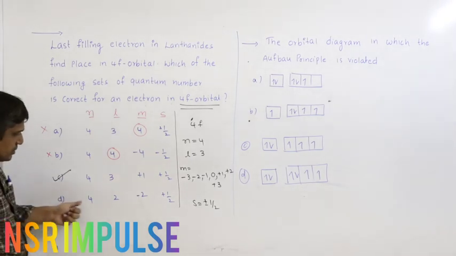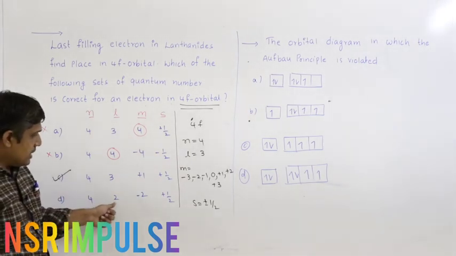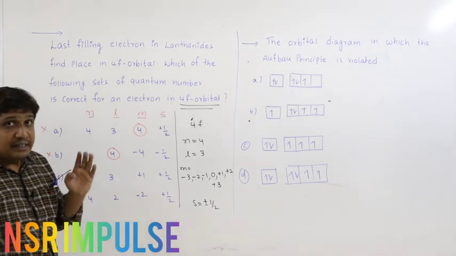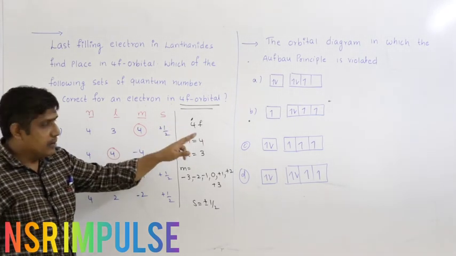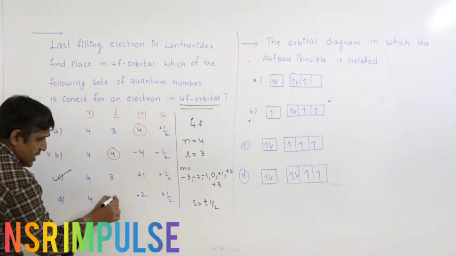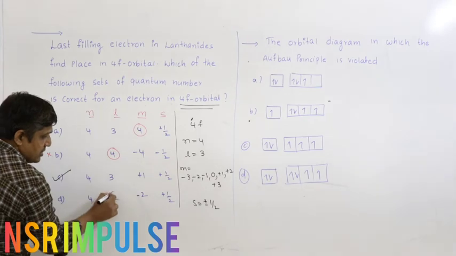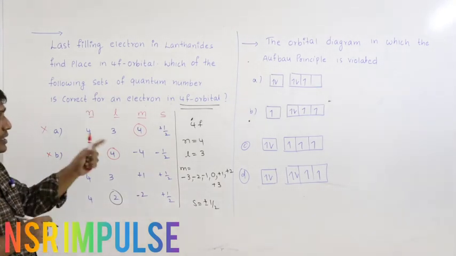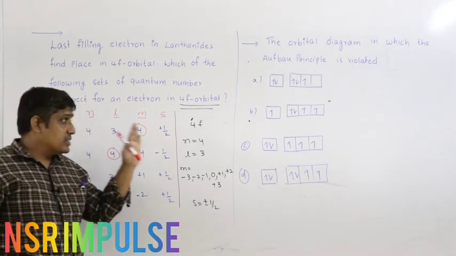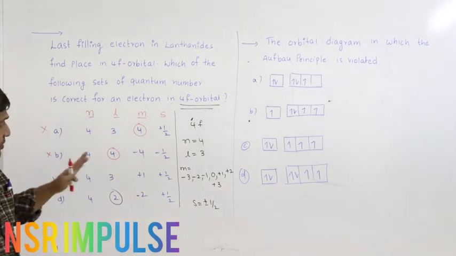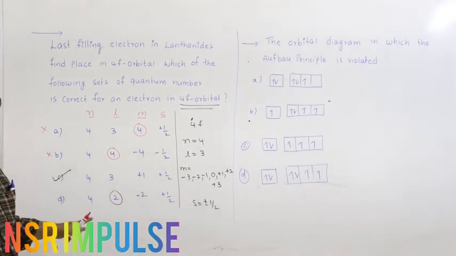Now if I see the last option, n is 4, L is 2. If L is 2, it indicates a d orbital, 4d, but we actually have 4f. So this would be correct for 4d, but for the given f orbital this is not correct. L cannot be 2, L must be 3, because we are saying f orbital. So for an f orbital, L value must be 3.